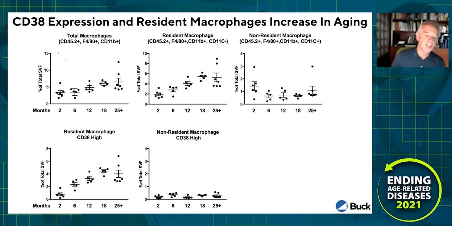What was particularly interesting is that CD38 increased, as shown on the lower left panel, almost exclusively in resident macrophages. You can see it started at around 1 and finished at around a 4-fold increase in CD38 during aging. And non-resident macrophages did not show this process.